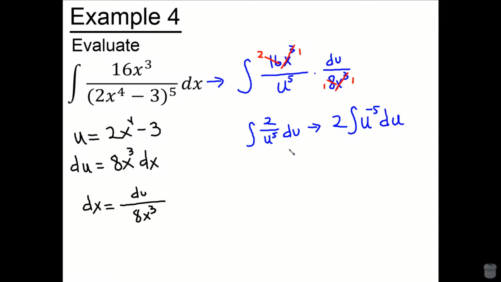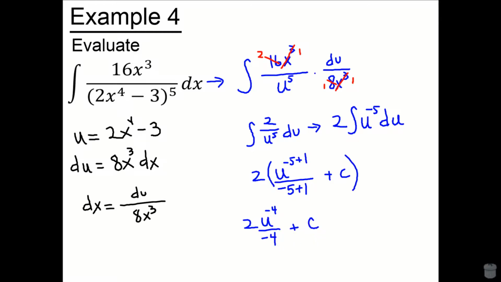Alright, from here we integrate 2 times u to the power of negative 5 plus 1, over negative 5 plus 1, adding a constant. Here we have 2 times u to the power of negative 4 over negative 4, plus our constant.